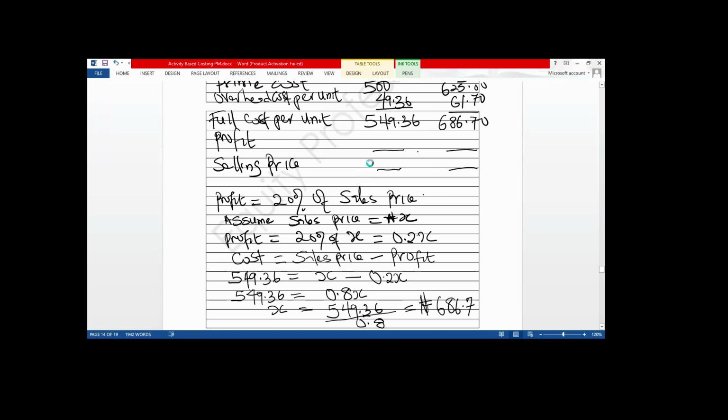That means the selling price here is 686.70. If you compute 20% of 686.70, that will be your profit. You can do a work back. Your profit is selling price minus cost: 686.70 minus 549.36, which is 137.34.